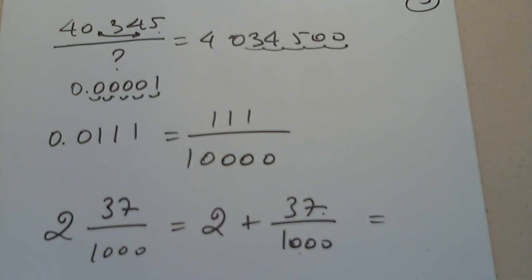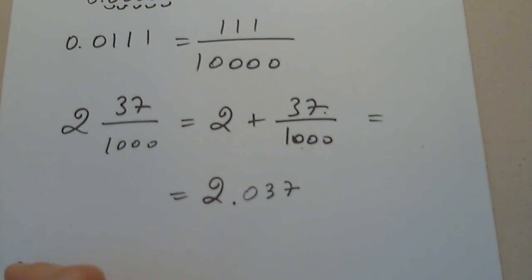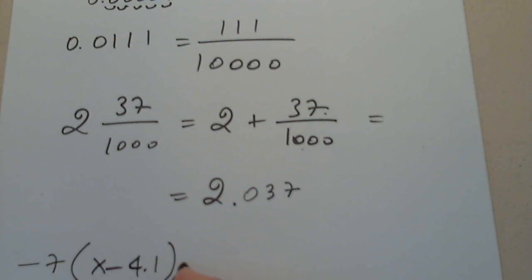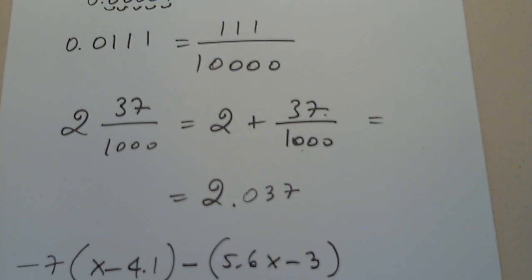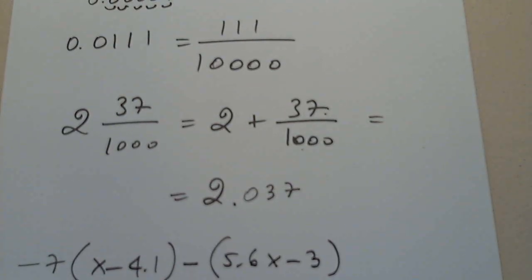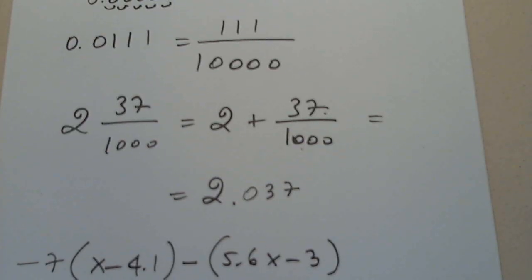So let's look at 25. In 25, we have -7 quantity x minus 4.1 minus quantity 5.6x minus 3. Perfect. And then we'll move on to the last three. Good. So you have examples of everything.